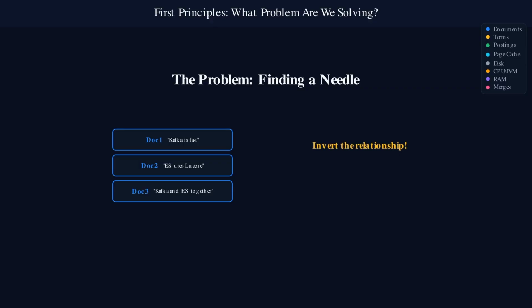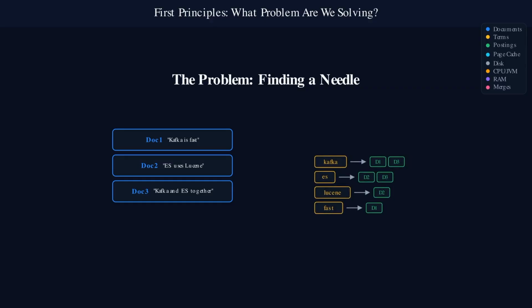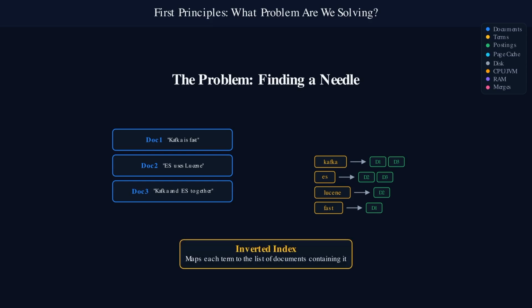Imagine searching for a name in a phone book by reading every single entry from the first page to the last. Nobody does that, because phone books are sorted alphabetically. Search engines use a similar trick, but even more powerful. Instead of storing only the mapping from document to words, they also store the reverse, a mapping from each word to the documents that contain it. That reverse mapping is called an inverted index.